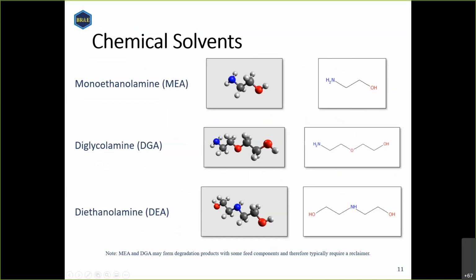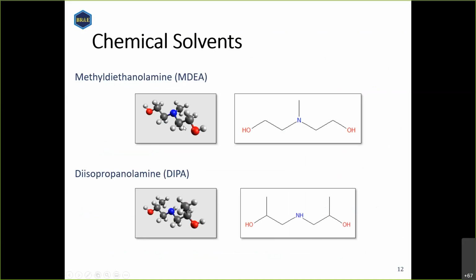So we discussed what the molecules actually look like a moment ago, and here again are just some pictures. MEA is a primary amine. That's monoethanolamine. Diglycolamine, DGA, is another primary amine that's used sometimes. DEA is a secondary amine. Methyl diethanolamine, that's the one we're going to be using today. It's a very popular amine. We'll talk about why in just a moment.